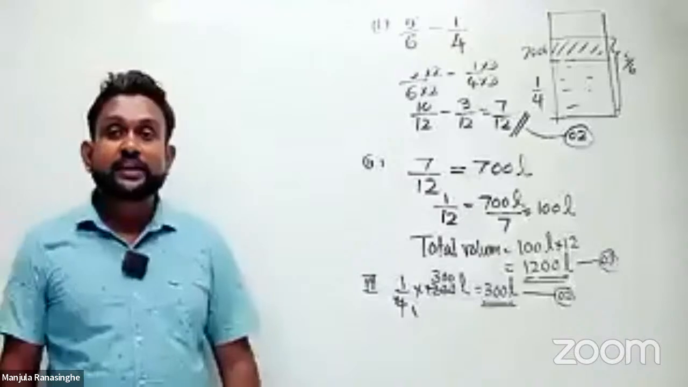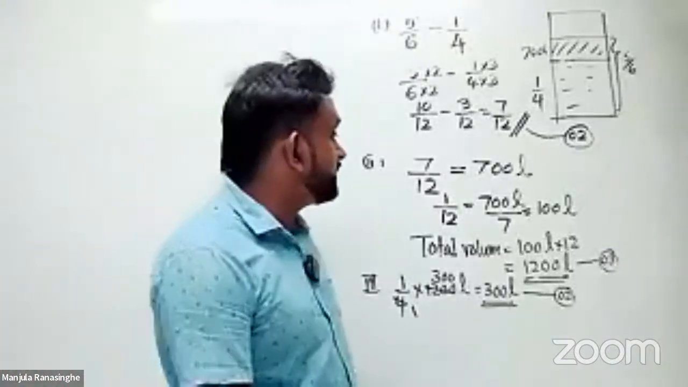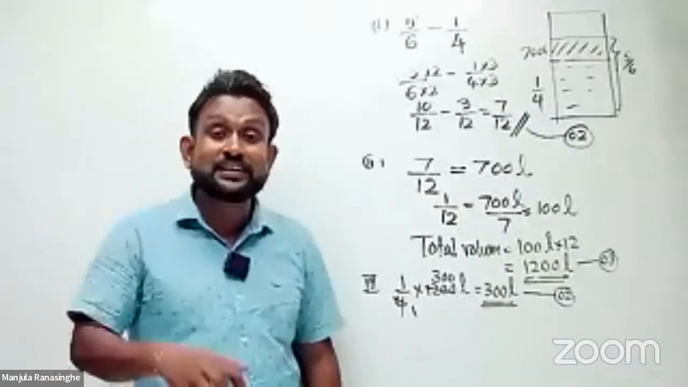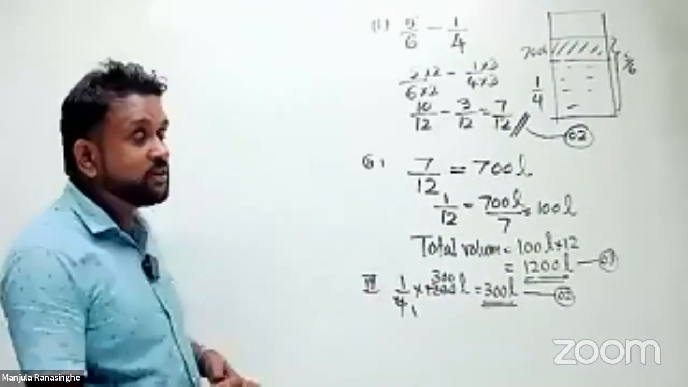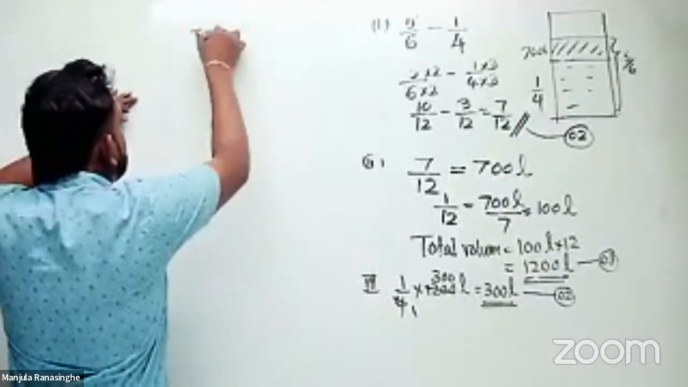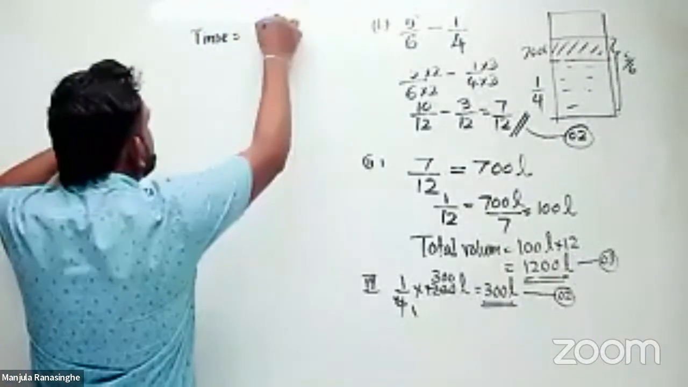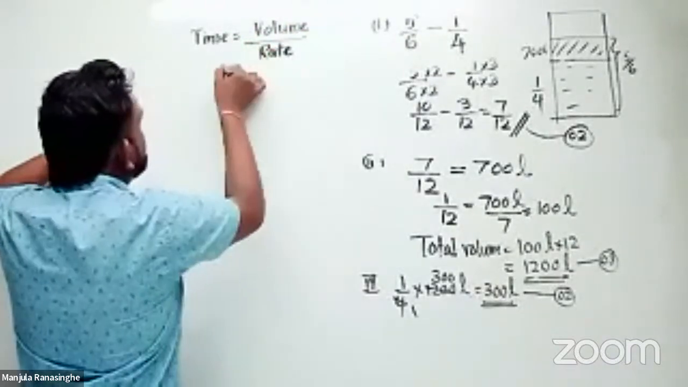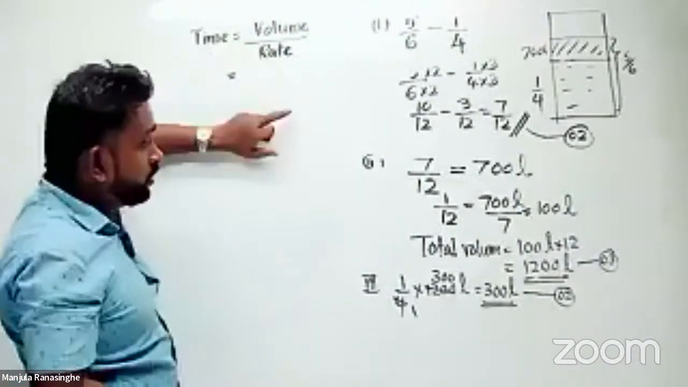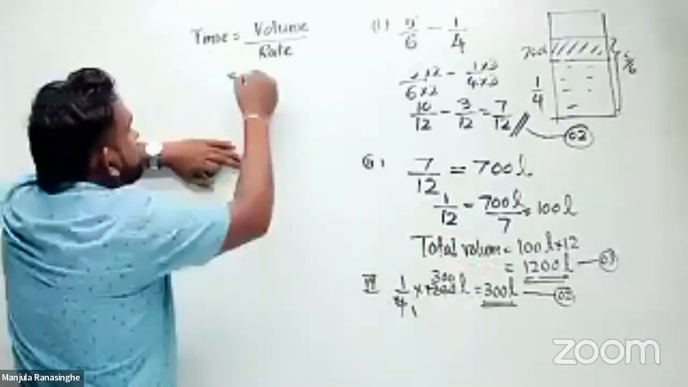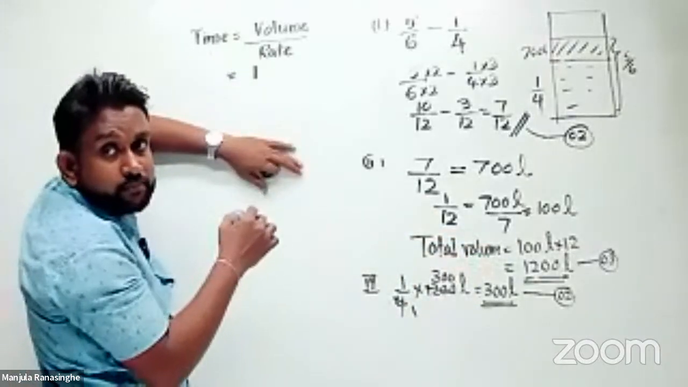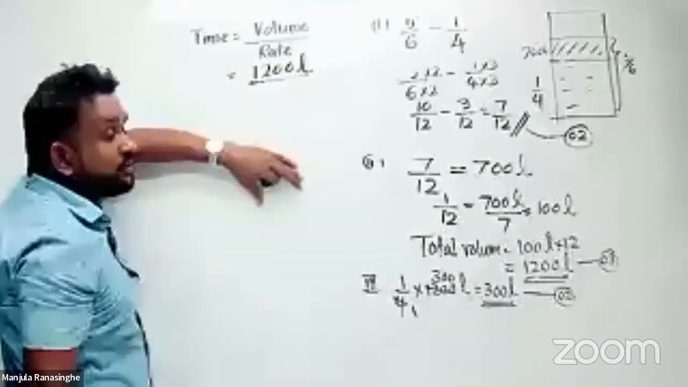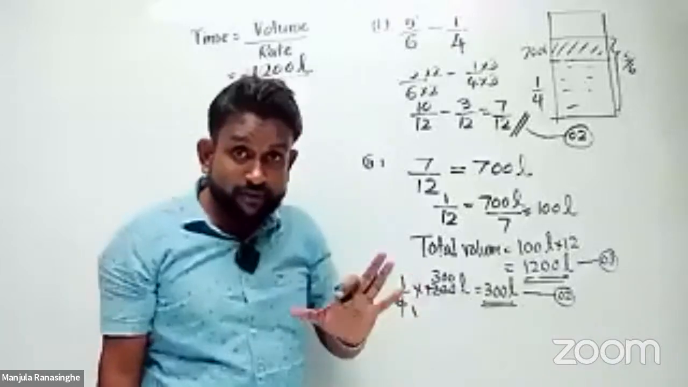Then the tank is filled completely by a water flow with 10 liters per minute. Find the time taken. This is how you find the time: time equals the change in volume over the rate. So what is the volume here? The volume is 1200 liters, since the pipe fills it completely. The rate is 10 liters per minute.